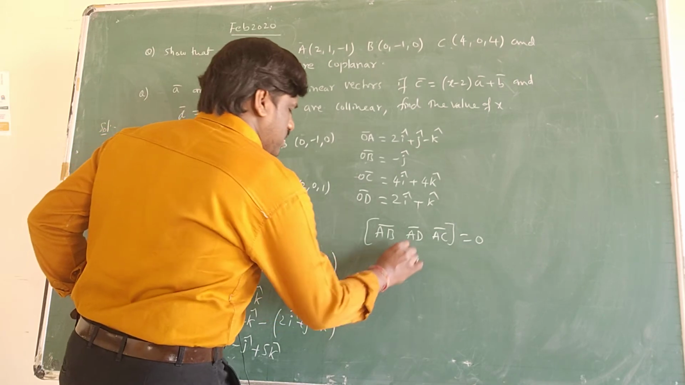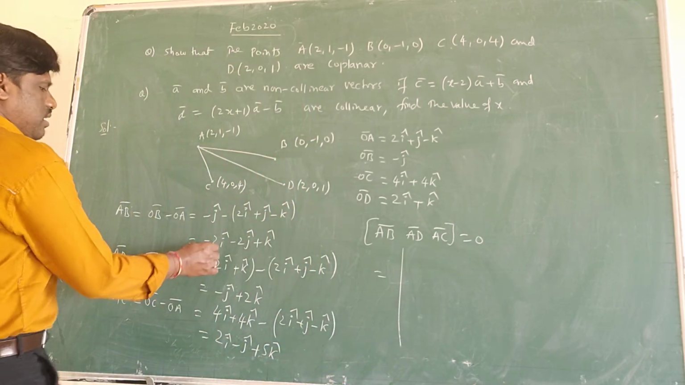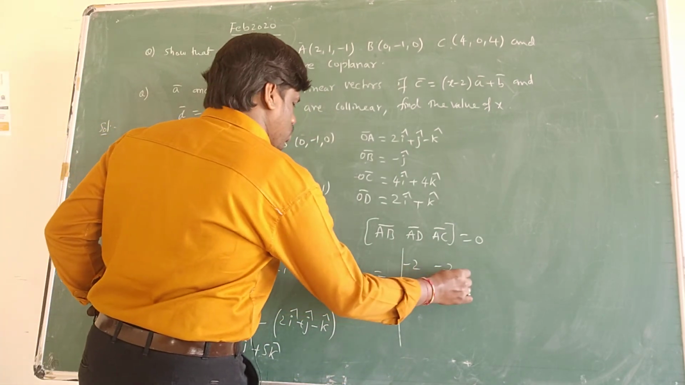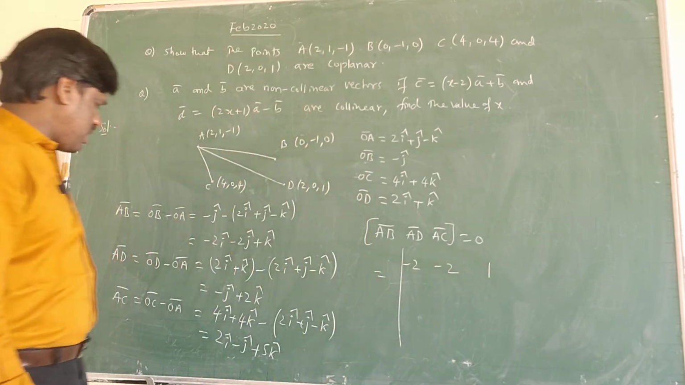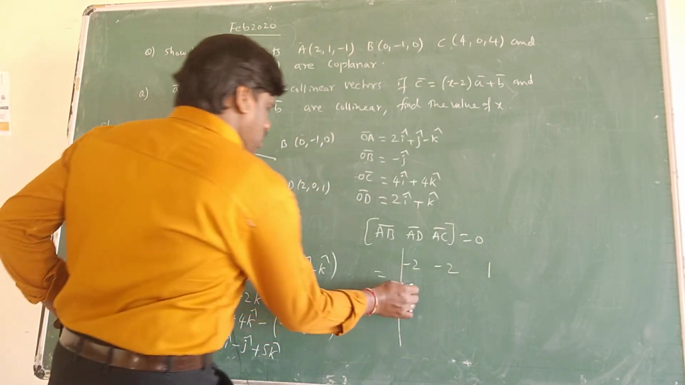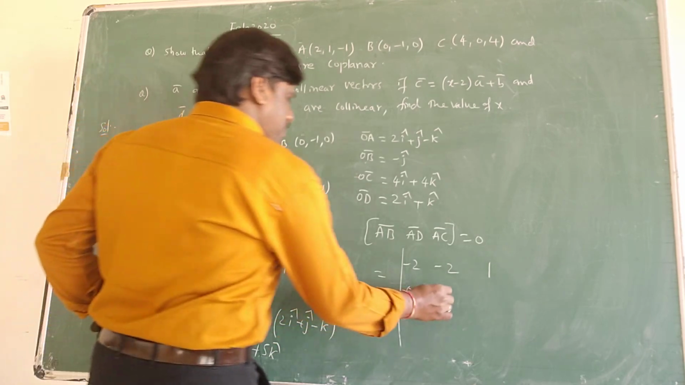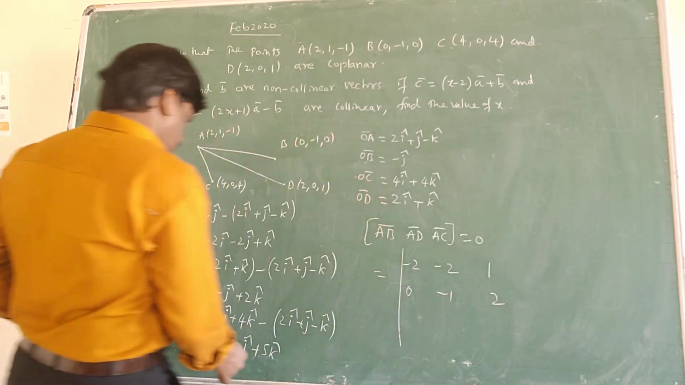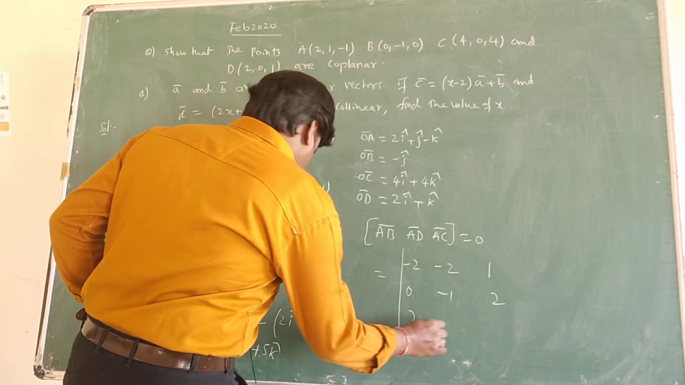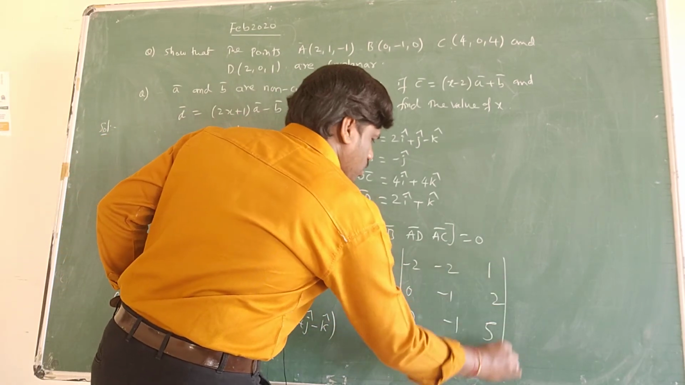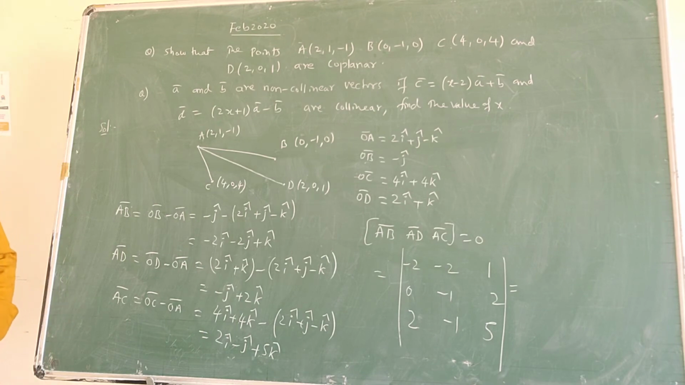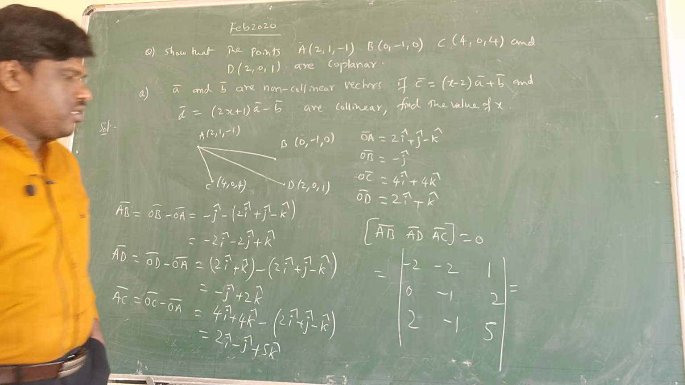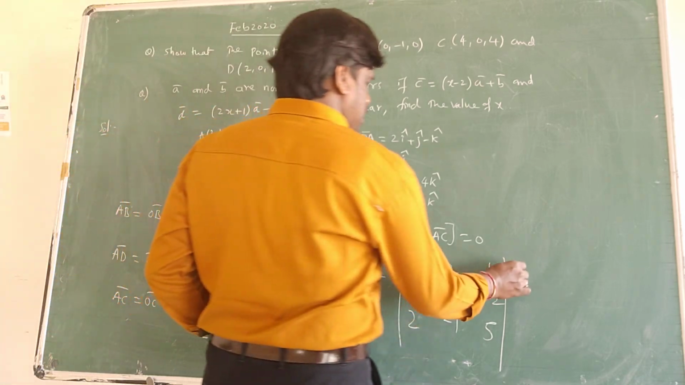So here you get, now you take it here, that is minus 2, and you have plus 1. Okay, here you have 0, 0, minus 1, 2, and here you have 2, minus 1, 5. You take the box of this. If the box is 0, then we can say the given points are coplanar. So let us do that here.